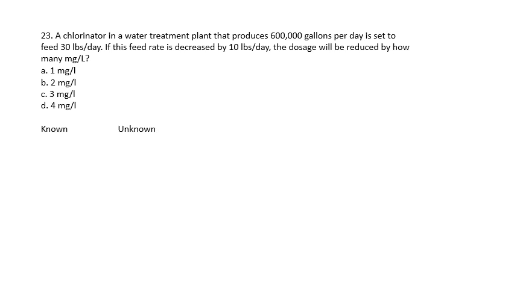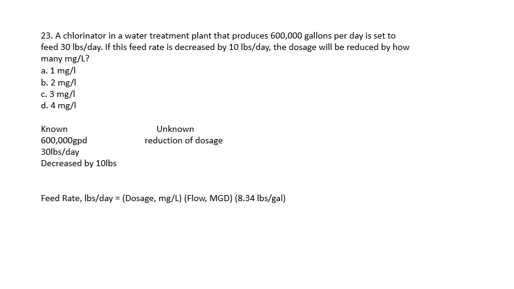So find your known and your unknowns. 600,000 gallons per day, pumping 30 pounds a day. We're going to decrease it by 10 pounds. What is the reduction of the dosage? So your feed rate in pounds per day is equal to dosage in milligrams per liter times flow in MGD times 8.34 pounds per gallon. So we're going to rearrange that. Find the dosage is equal to the feed rate in pounds per day divided by the flow in million gallons a day times 8.34 pounds per gallon.